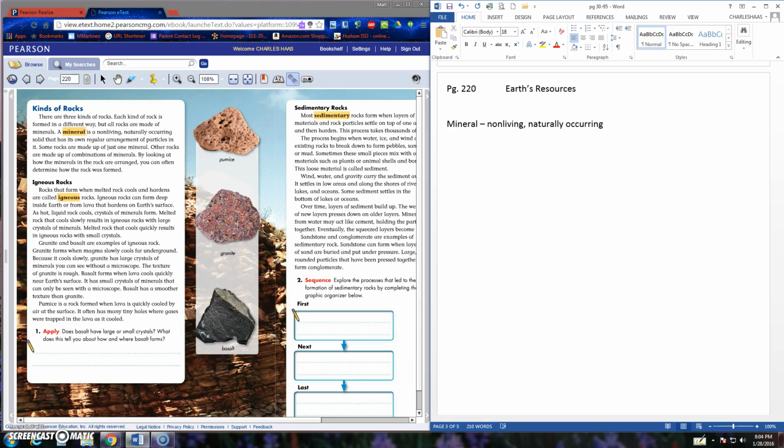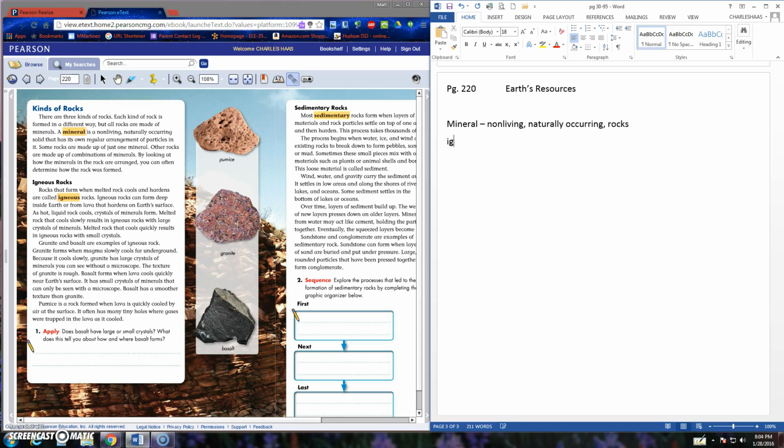An example is different types of rocks. Certain rocks can be called minerals. Other rocks are made up of a combination of minerals. By looking at how the minerals in the rock are arranged, you can often determine how the rock was formed. So minerals are non-living, naturally occurring. And let's go ahead and put down rocks for now.